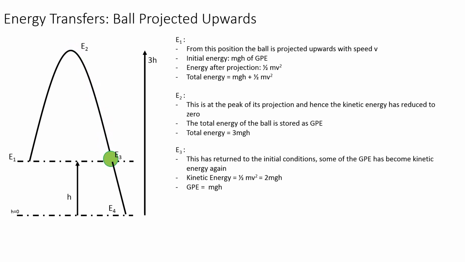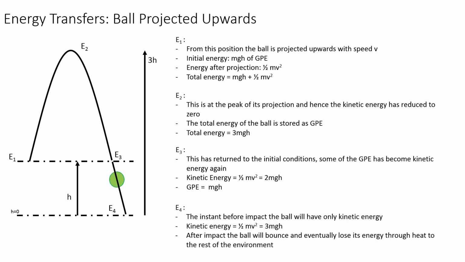As the ball travels to E3, this is essentially returned to its initial conditions. It has the same gravitational potential energy, and the gravitational potential energy that it gained has become kinetic energy. So as we can see, the kinetic energy is half mv squared. We can also equate this to 2mgh, as from the gravitational potential energy, it's lost 2mgh joules of gravitational potential energy that has become kinetic energy, and the gravitational potential energy it still has is equal to mgh.